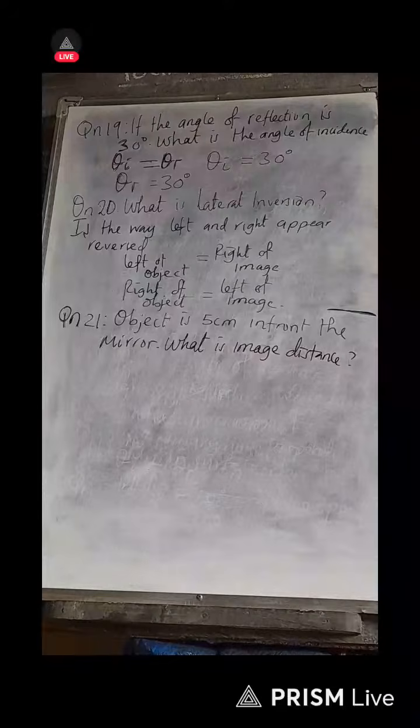As usual, 30 seconds to you to come up with the correct answer. It is your turn. Try to find the correct answer. Question number 21: the object is 5 centimeters in front of the mirror. What is the image distance? This is very important. There is no doubt on that.